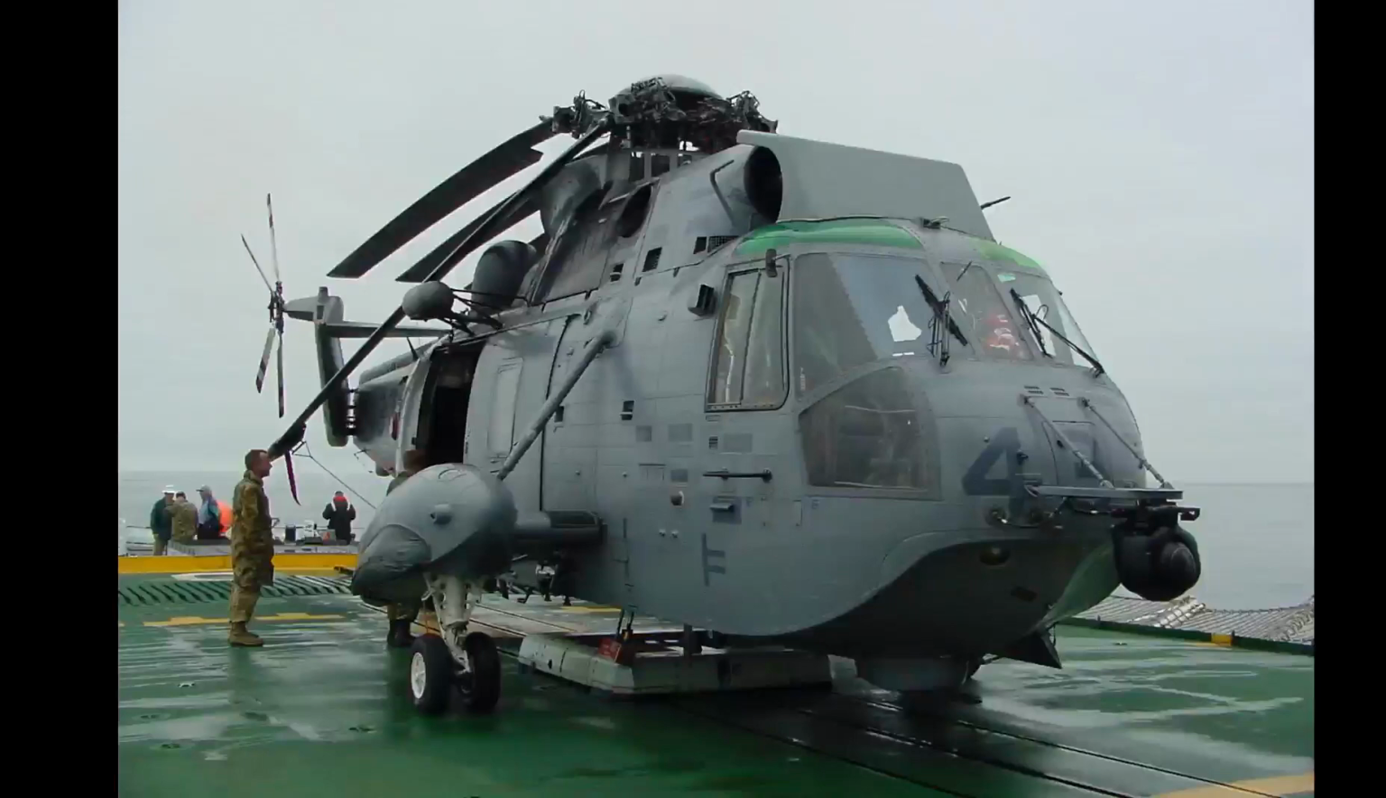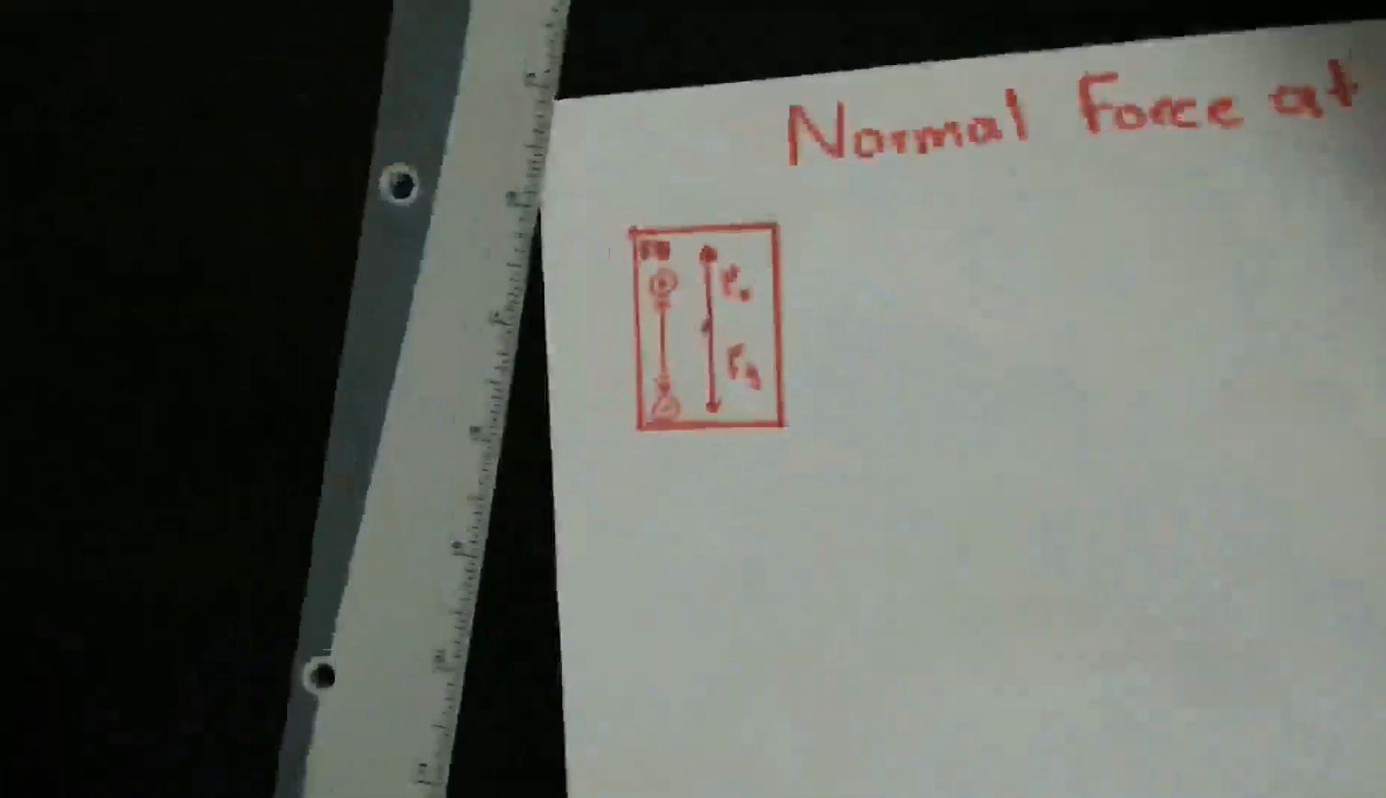When the helicopter is at rest on the ground, there are two vertical forces acting upon the helicopter. There are no horizontal forces acting on the helicopter. The first vertical force is the normal force in the upwards direction, and the second is the force of gravity in the downwards direction. In this situation, the helicopter is not in motion and remains stationary on the ground.